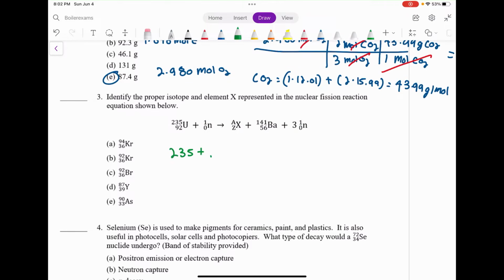235 plus 1 equals A plus 141, plus 3 times 1. So let's do this. A equals 236 minus 141 minus 3. So A equals 92. If we look at our answers, we know this top number has to be 92, so it's definitely not A, it's definitely not D, and it's definitely not E. We still got to do the bottom row, though, to get the next number.